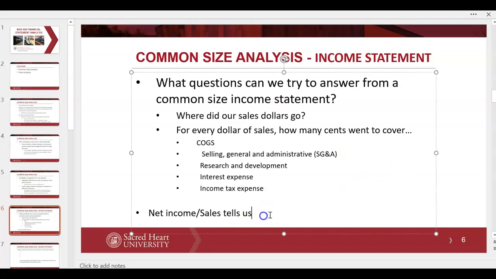And net income, finally, net income divided by sales, or the proportion of our sales dollars that remains as net income, tells us how profitable our sales are. Obviously, the more of our sales dollars that remains as net income, the better.